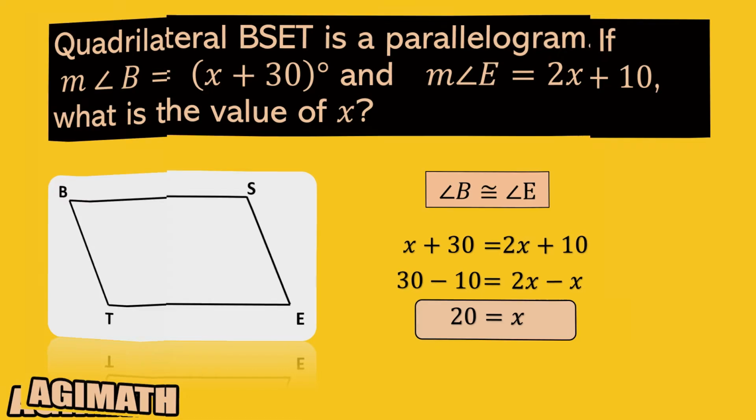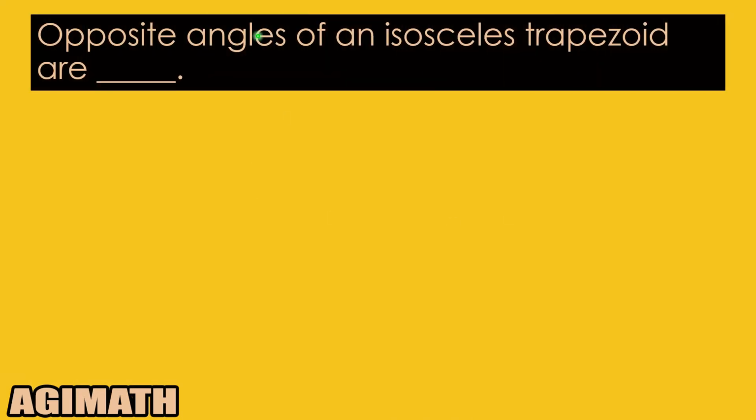Next, opposite angles of an isosceles trapezoid are blank. Now, if you can recall, opposite angles in a parallelogram are congruent. But that is for a parallelogram. For an isosceles trapezoid, it's different. Because for an isosceles trapezoid, what are congruent are the base angles: the two base angles on the top, and the base angles at the bottom. Therefore, opposite angles of an isosceles trapezoid are supplementary. They are not congruent.